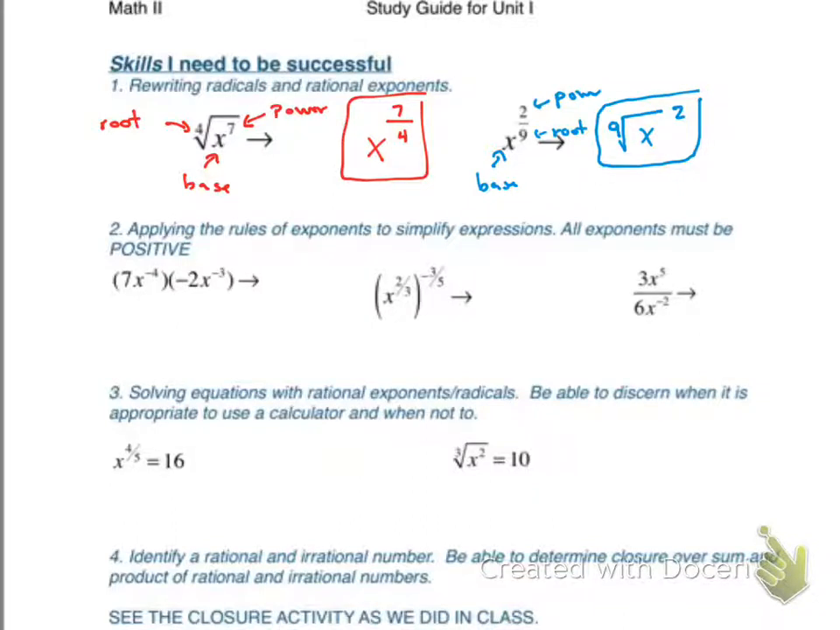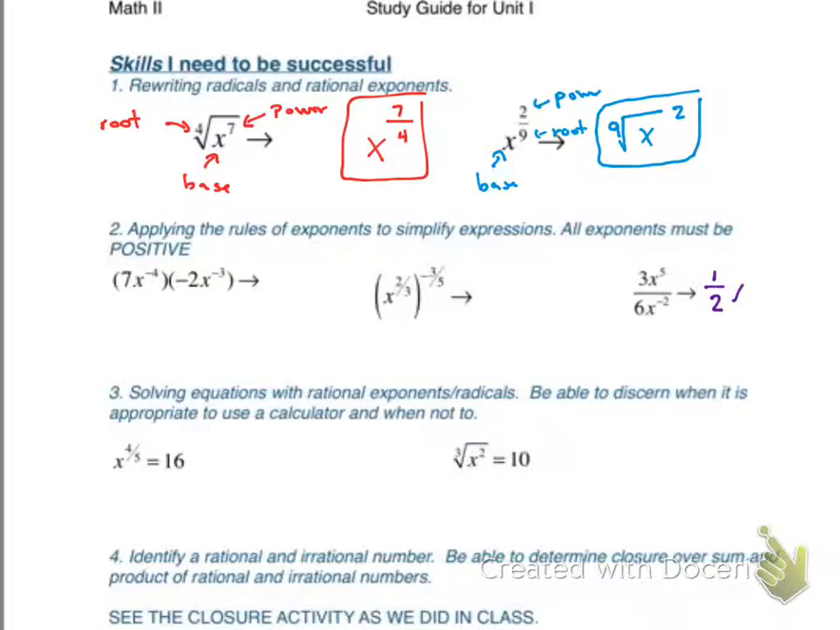Okay, next one. We have 3x to the 5th power divided by 6x to the negative 2. Notice that this time our bases are being divided. So the rule is when you're dividing like bases, you have to subtract your exponents. First, I'm going to simplify this 3/6. I know 3/6 is equal to 1/2, so we can reduce this fraction to 1/2.